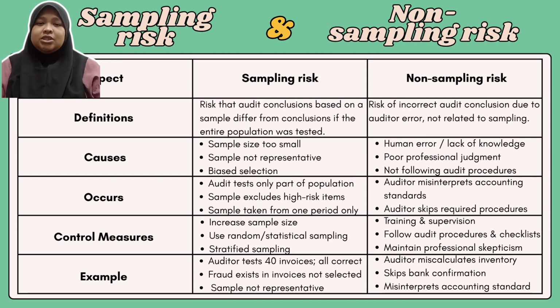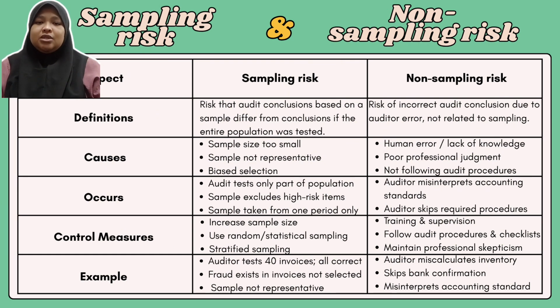Next, non-sampling risk occurs due to auditor error or mistakes, not because of the sample. For example, an auditor may miscalculate inventory, misinterpret revenue recognition rules, or skip bank confirmation procedures. Even if the sample is correct, this mistake can lead to incorrect audit conclusions. This risk can be reduced through proper training, supervision, following audit procedures, and maintaining professional skepticism.